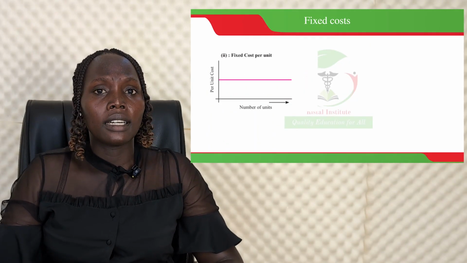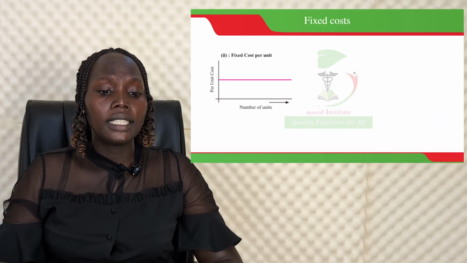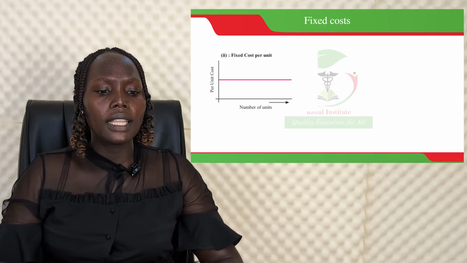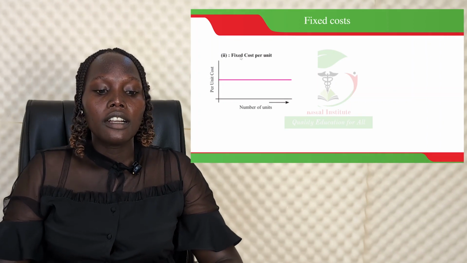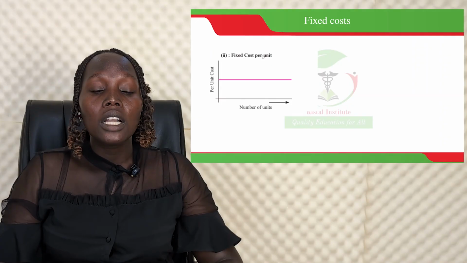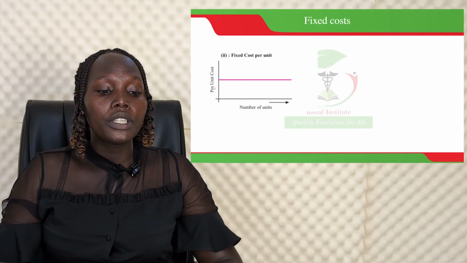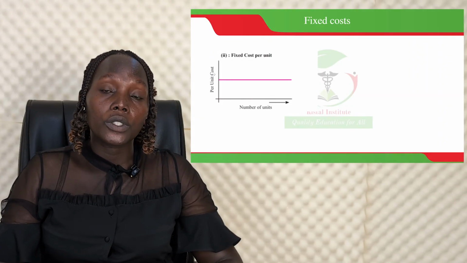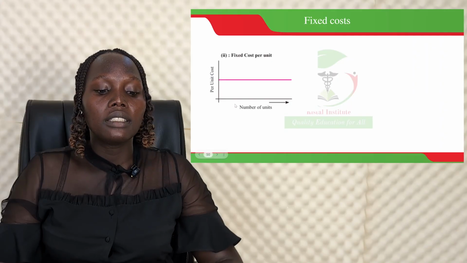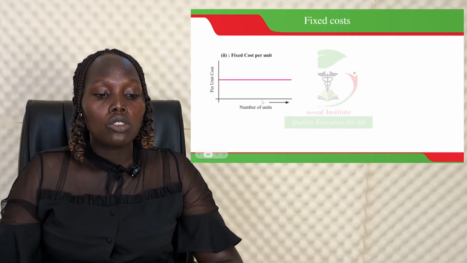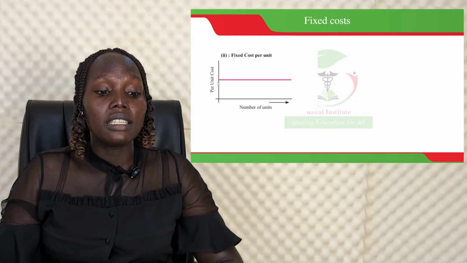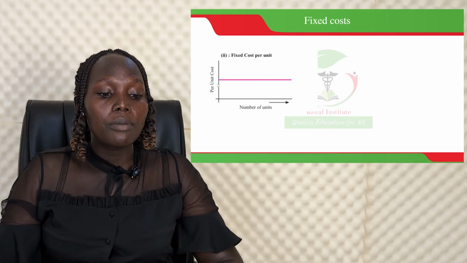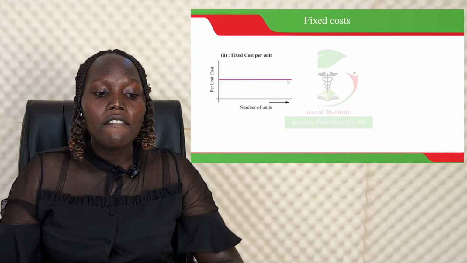So when we look at the graph, we have fixed costs, a fixed cost per unit. For instance, this is the per unit cost, and this is the number of units. We see that if the number of units increases, it doesn't mean that the cost will also increase. It remains fixed.